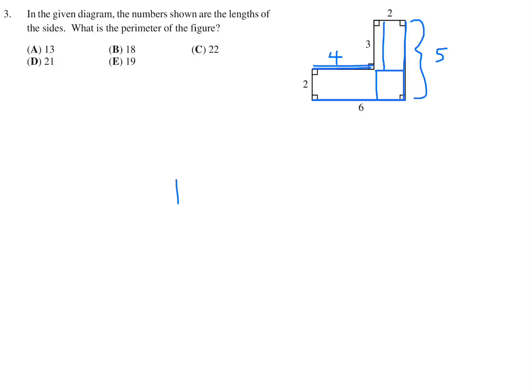So now we just have to add up all of the sides. So we got 2 plus 4 plus 3 plus 2 plus 5 plus 6, like that. And this looks like it adds up to 22. So the answer is C.